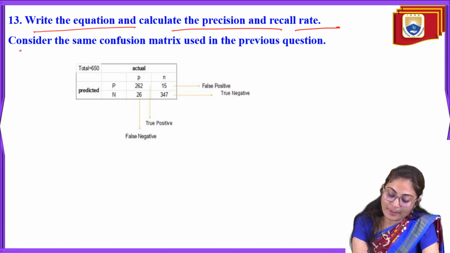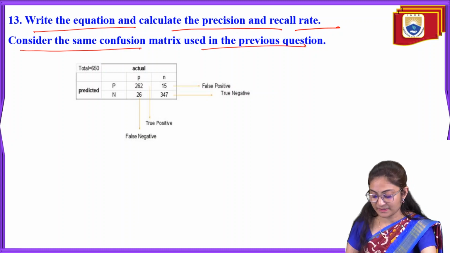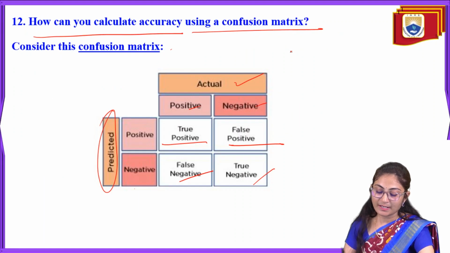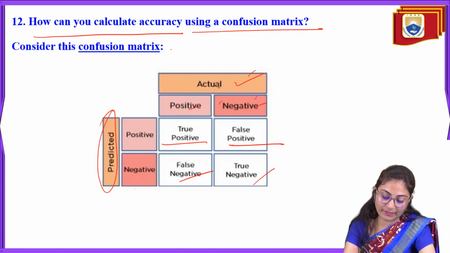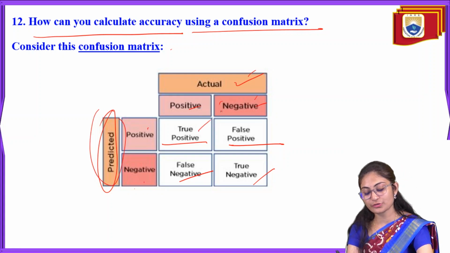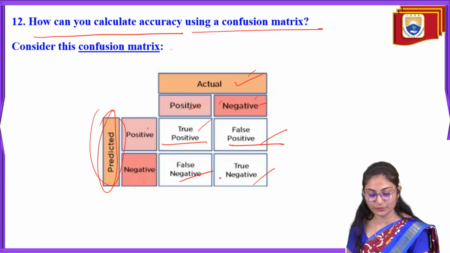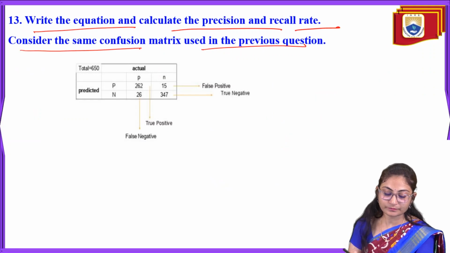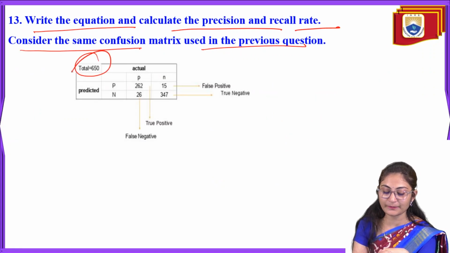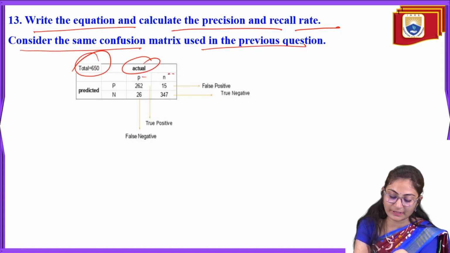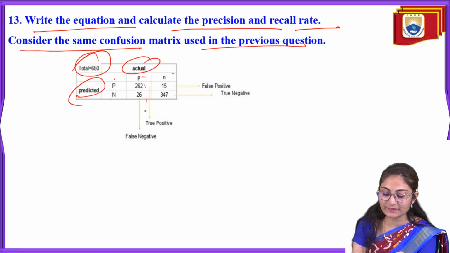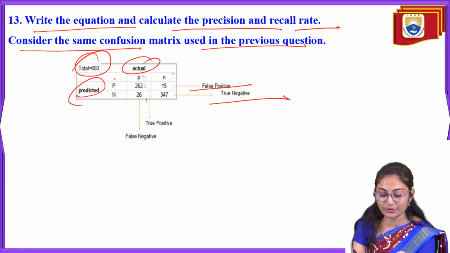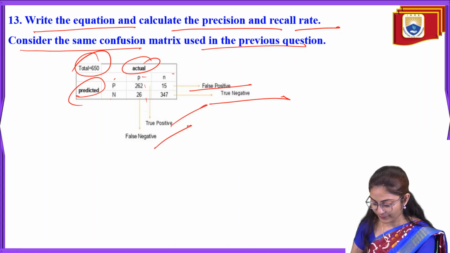So consider the same confusion matrix used in the previous equation: actual positive, negative and predicted values positive, negative. True positive, false negative and true negative. Again, the total is 650, actual is P and N, predicted P and N. Those values are given: true positive, false positive, true negative, false negative.